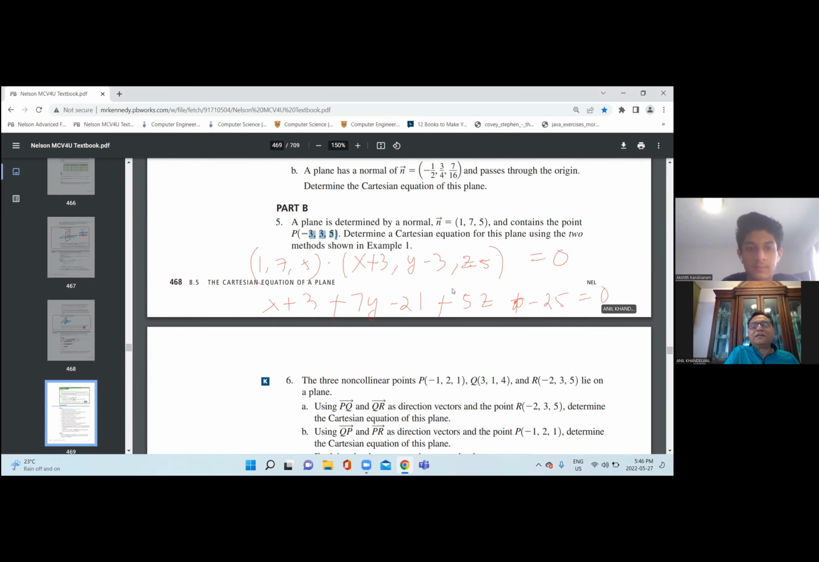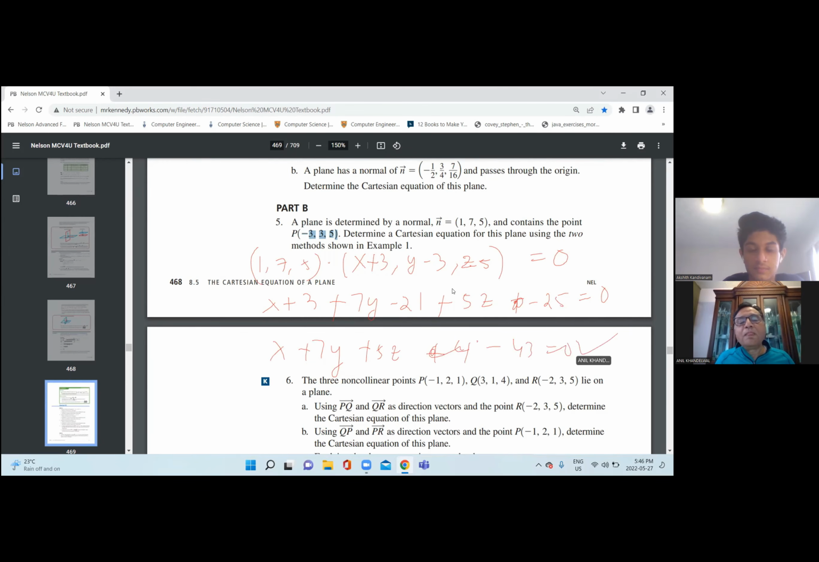So we know the x, y, z components: x plus 7y plus 5z, correct? Combine all the constants: 3, minus 21 and minus 25. Add them up. When you take away 3 from this, you get 18 and add to 21. Or you can say 46 minus 3, so 43. Is it okay? Minus. Yes, sir.